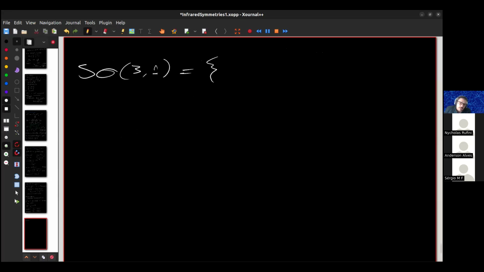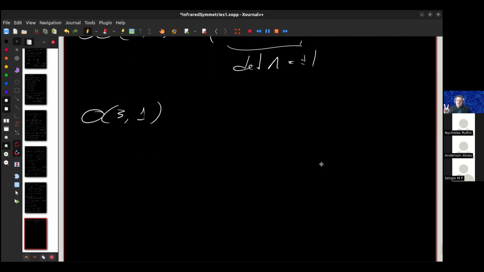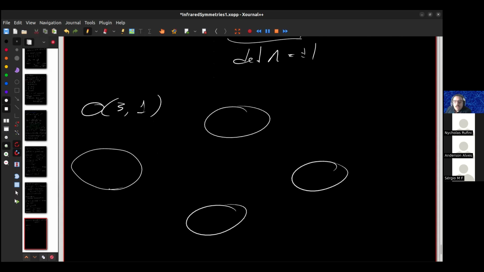So what I have here now is that SO(3,1) equals lambda in O(3,1) such that the determinant of lambda equals +1. You can also show that this implies that lambda equals plus or minus 1. But this is not all the story. Because if we pick the group O(3,1), we don't have only two connected components, we don't have only two pieces. We have four. We have this piece, this piece, this piece, and this piece. They're all copies of each other, up to a few reflections and stuff like that.